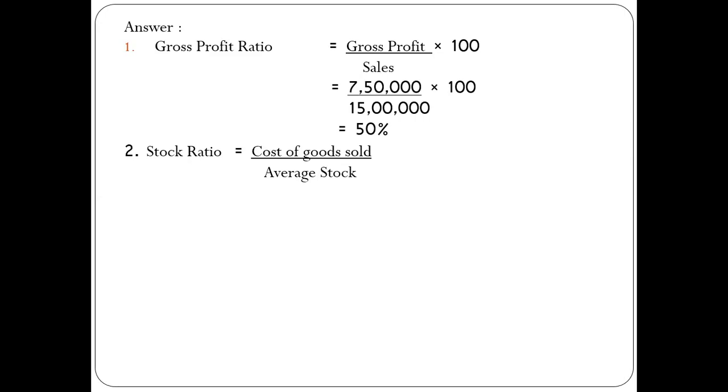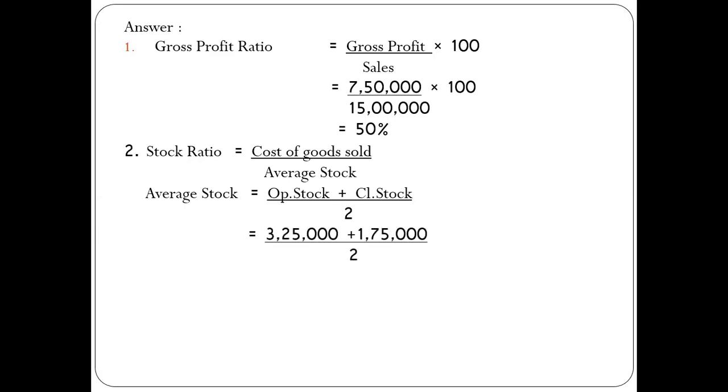Then the second ratio is the stock ratio. The formula of stock ratio is cost of goods sold divided by average stock. Cost of goods sold is already given, but we have to find out the average stock. In the sum the opening stock is given, and the closing stock is also given in the balance sheet. So we will first find out the average stock. Average stock is equal to opening stock plus closing stock divided by 2. The opening stock is 3,25,000 plus closing stock is 1,75,000, divided by 2, we get the answer 2,50,000.